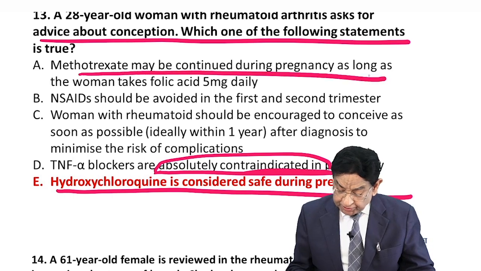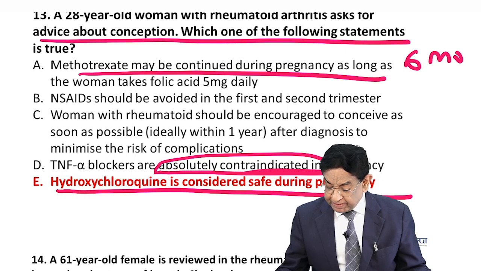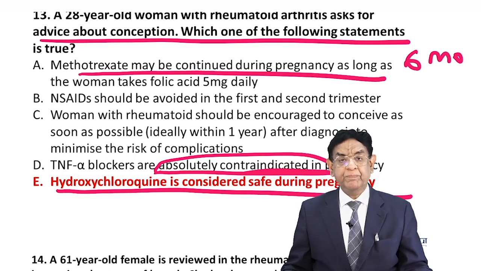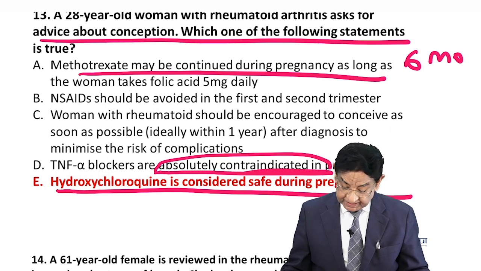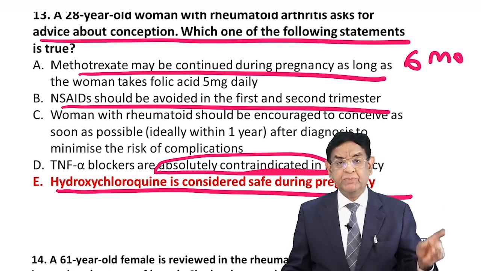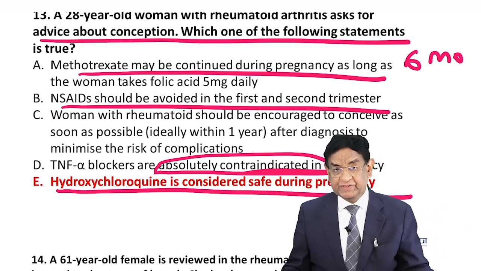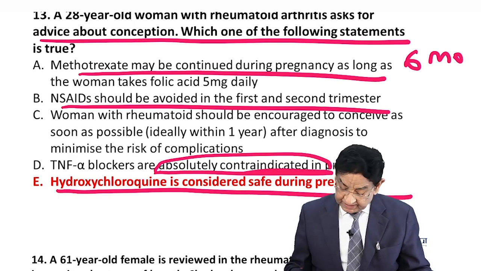Methotrexate should be continued in pregnancy. No way. It should be stopped 6 months before pregnancy as per the NICE guidelines. Okay. NSAIDs should be avoided in the first and second trimester. No, they should be avoided in the third trimester, because they can lead to premature closure of the patent ductus.